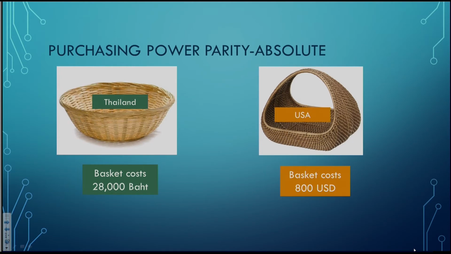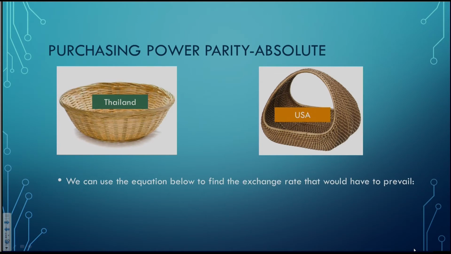Let's assume that the basket of goods in Thailand costs 28,000 baht, but that same basket in the United States costs $800. We can use the equation below to find the exchange rate that would have to prevail.